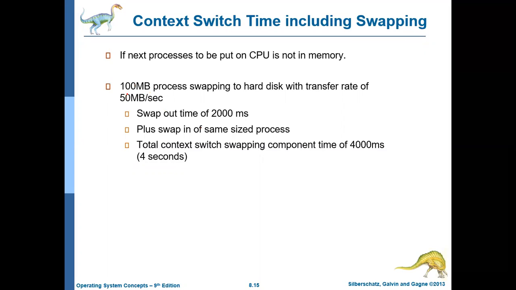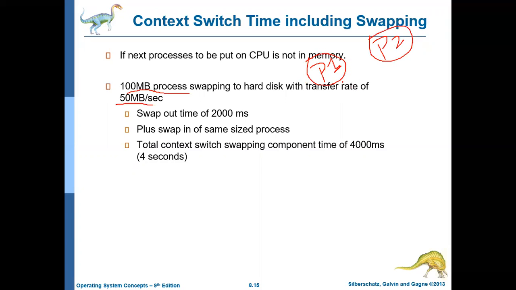So let us assume that we want to swap a 100 MB process, and the transfer rate is 50 MB per second. That means there are two processes, say P1, which is in the backing store, and another process P2, which is in the main memory. These two processes each occupy 100 MB. P1 occupies 100 MB, P2 occupies 100 MB.